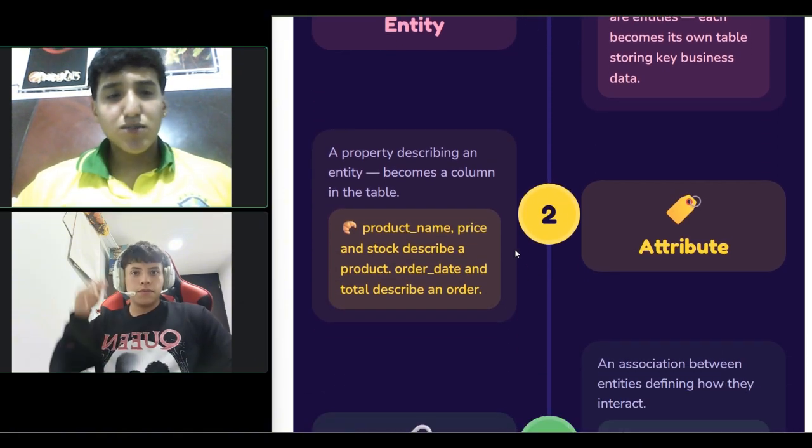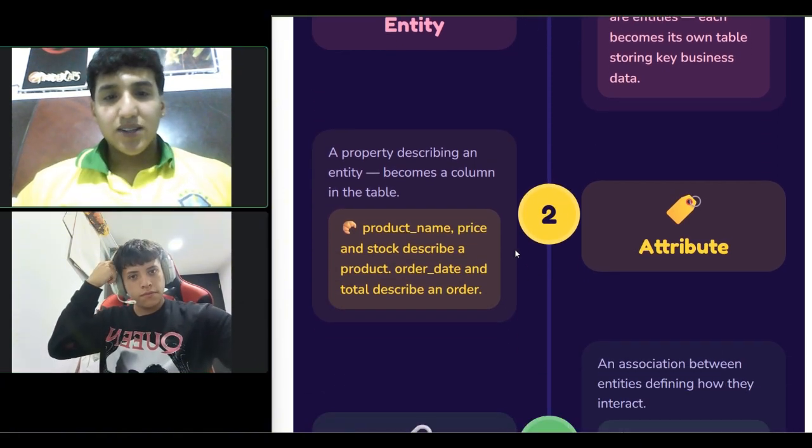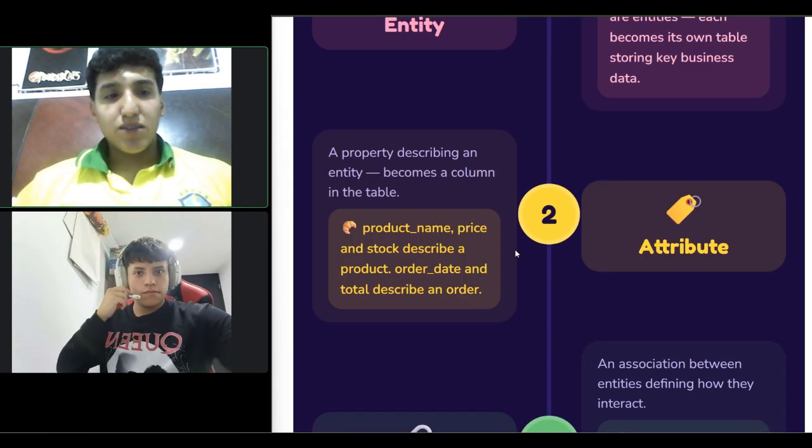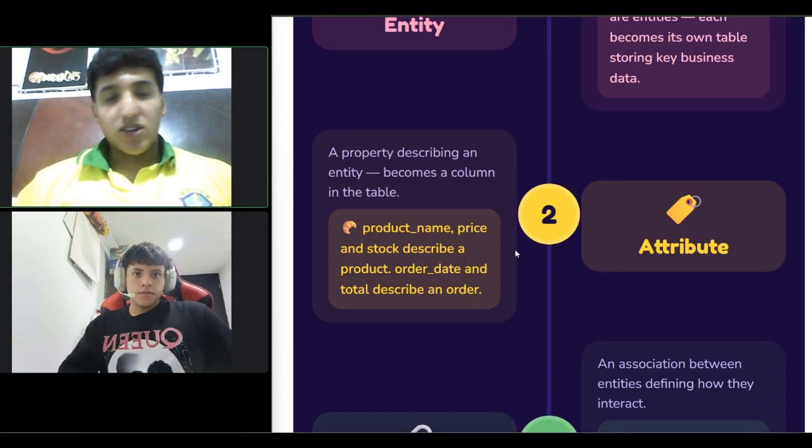Okay, next we have attributes. Attributes are the properties that describe an entity and they become columns in a table. For example, a product has attributes like product name, price, and stock. An order has attributes like order date and total. These attributes help describe each record in detail.